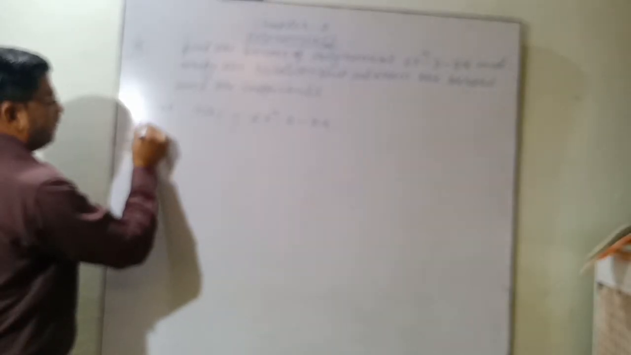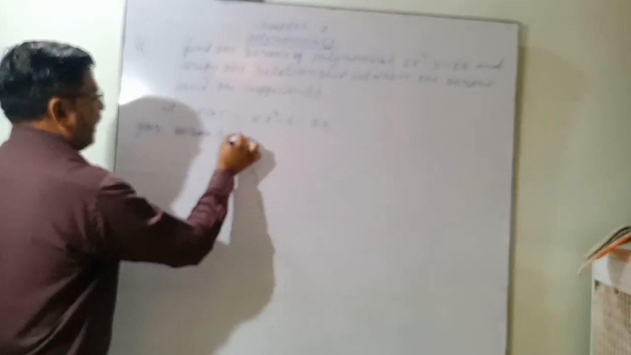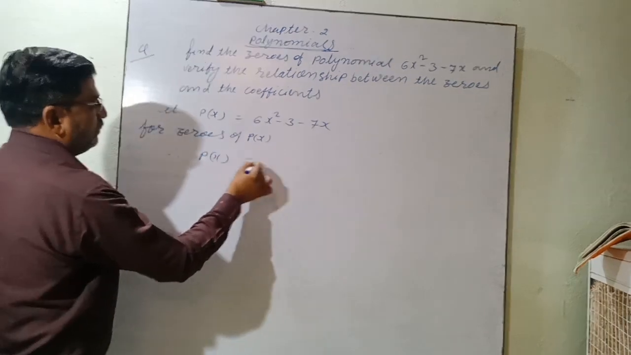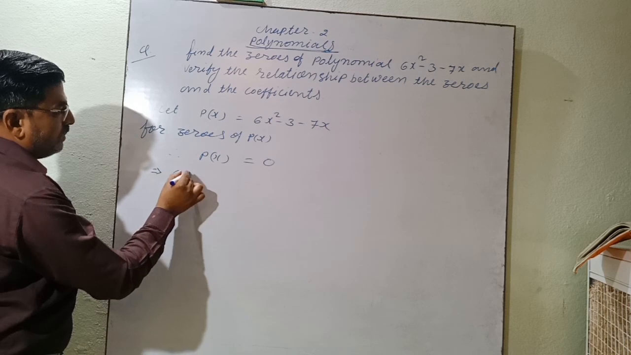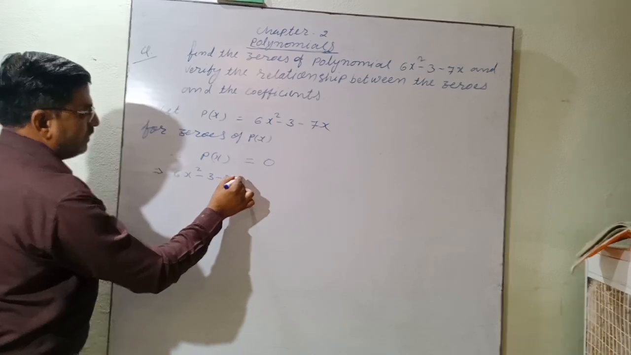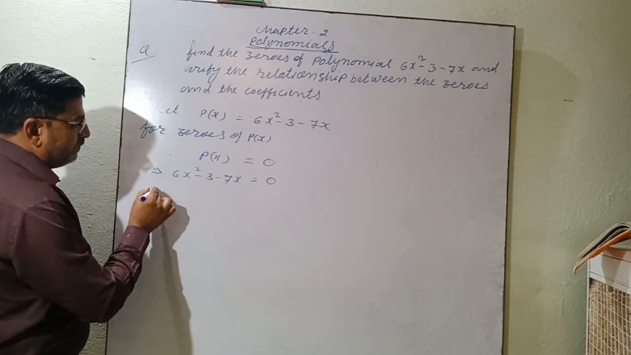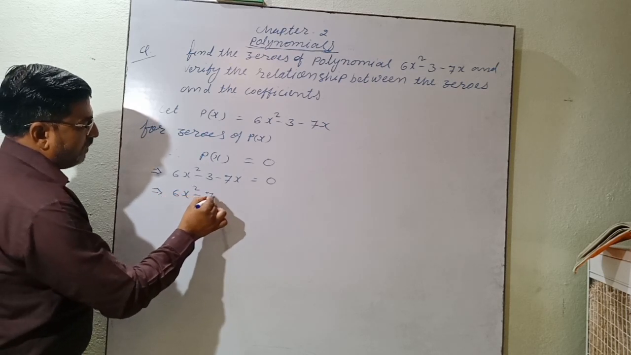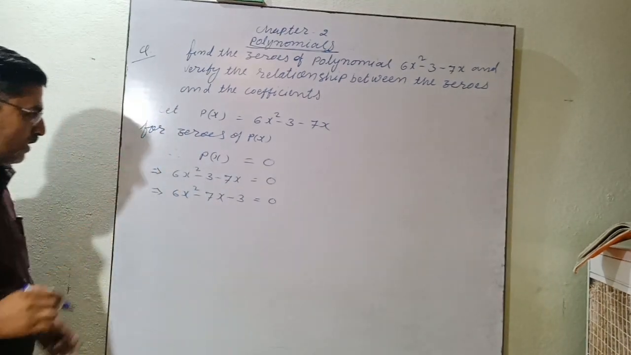For the zeros of p(x), p(x) is equal to 0, and in place of p(x), 6x square minus 3 minus 7x is equal to 0. Write in general form: 6x square minus 7x minus 3 is equal to 0.